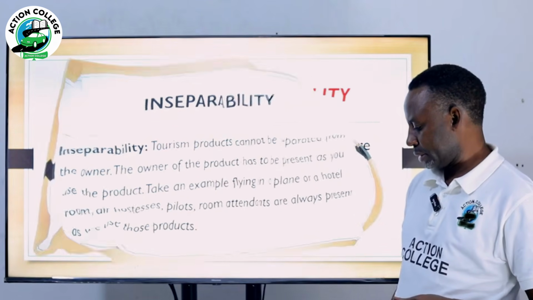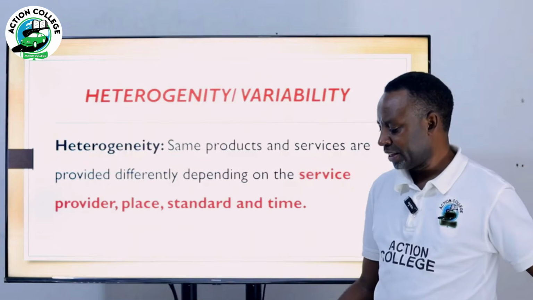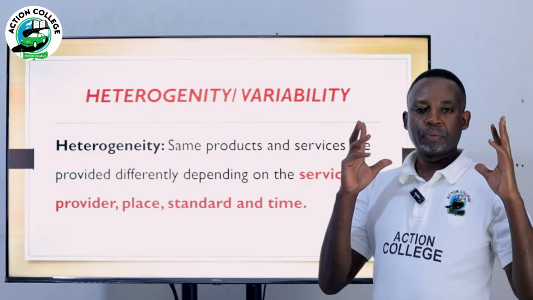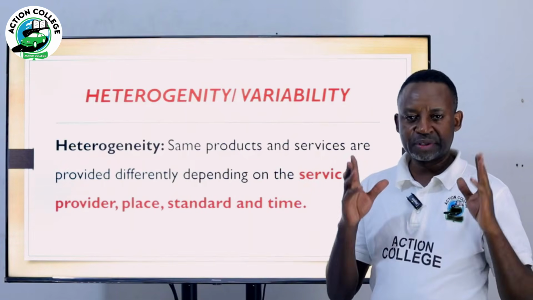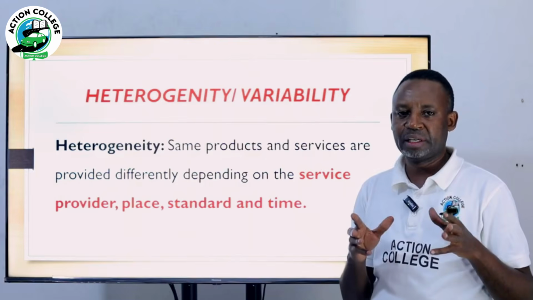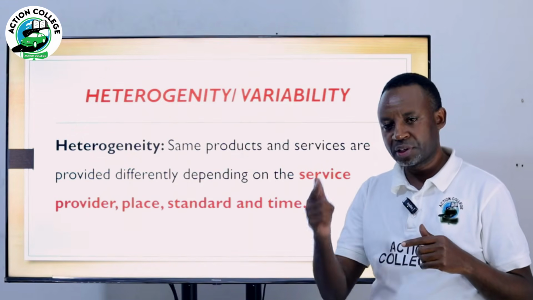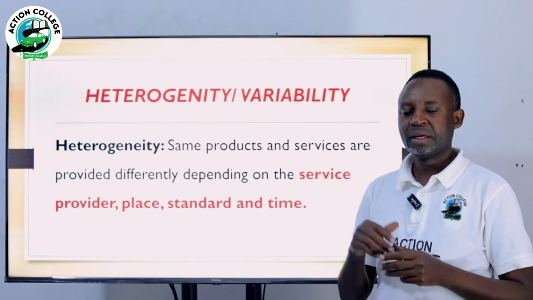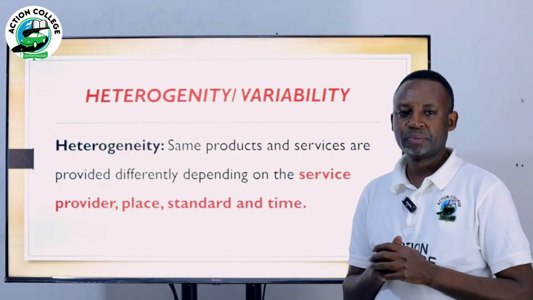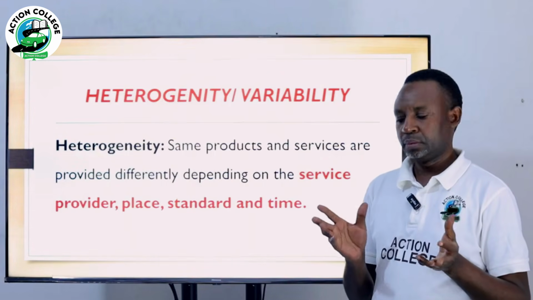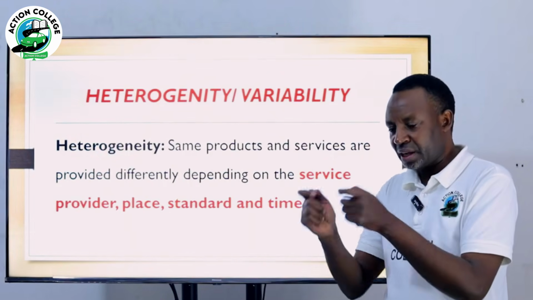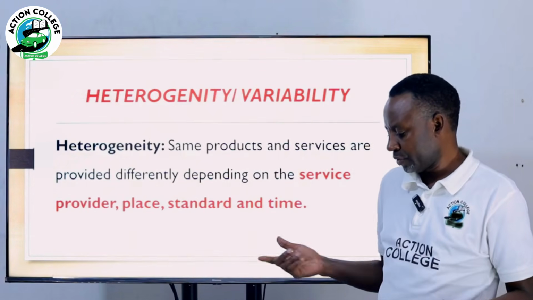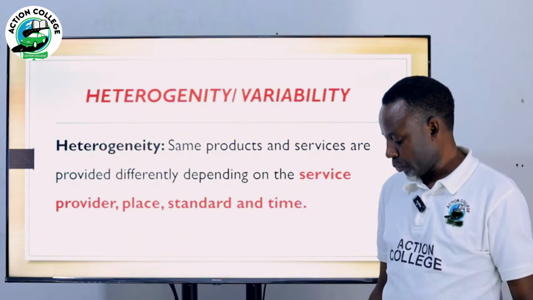Okay, I think we have seen that. And the other one is heterogeneity. Heterogeneity or variability. What does it mean? Same products, same services are provided differently depending on one, service provider, two, timing, three, standard of the place where you're getting the service. All that makes the same products and services to be perceived differently depending on the service provider, place, standard, and time. We want to have some examples.